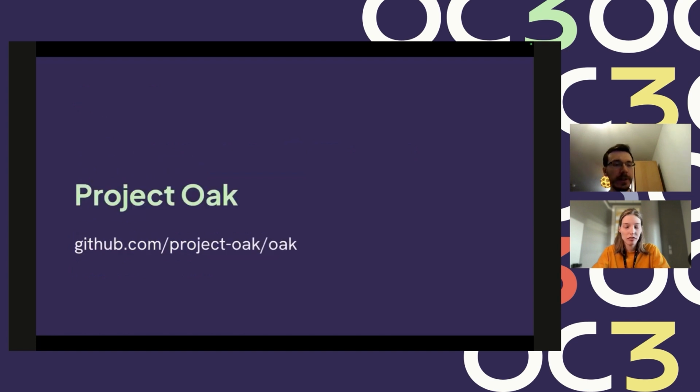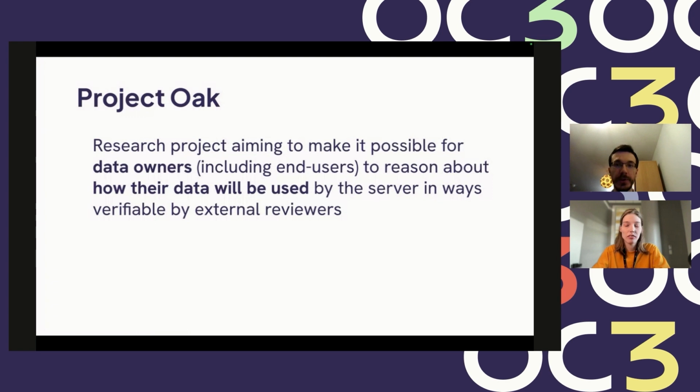But first, let's quickly discuss what Project Oak is. Project Oak is a research project at Google aimed to make it possible for data owners to reason about how their data will be used by the server in ways that are verifiable by external reviewers. And we're developing a secure framework for processing private data that provides hardware guarantees and can be remotely attested from a client device.